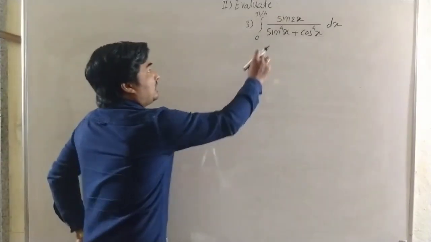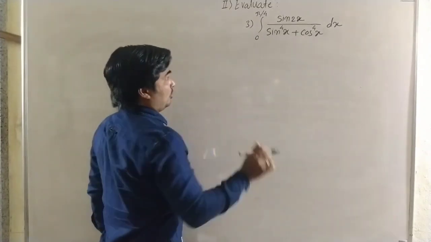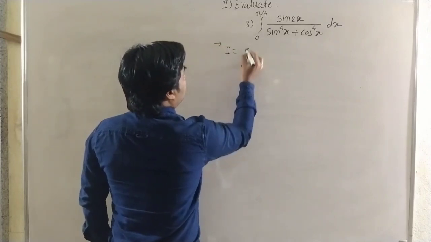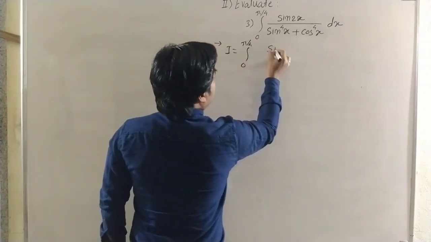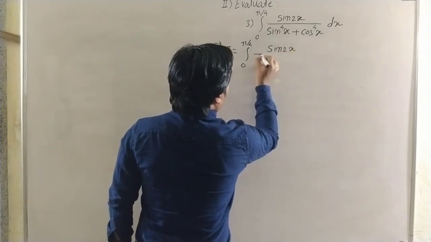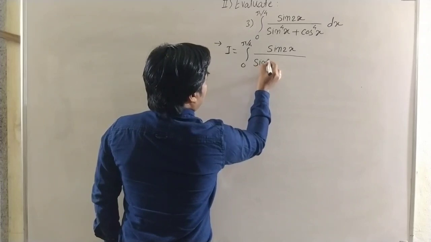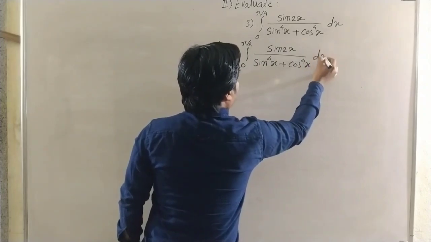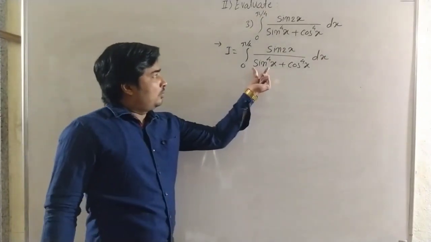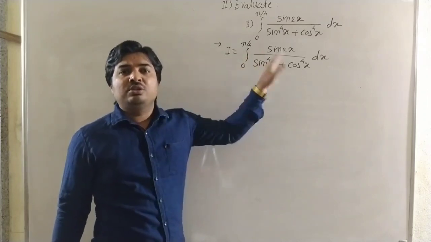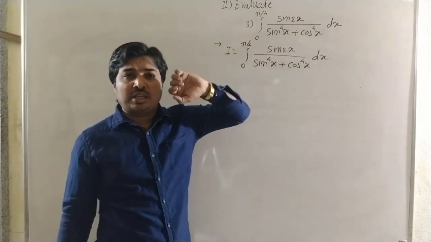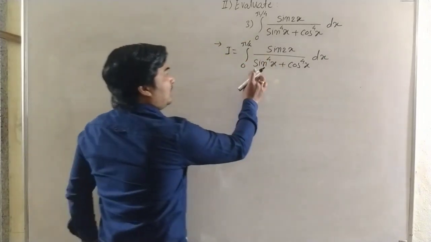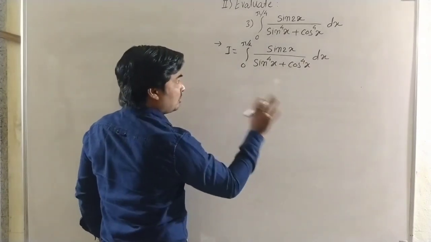But here it is sin to the power 4 and cos to the power 4. See carefully. First it is integral 0 to pi by 4, sin 2x upon sin to the power 4x plus cos to the power 4x dx. We convert sin x into cos x or cos x into sin x. We convert all terms in the form of sin square or all terms in the form of cos square. Here we write all terms in the form of sin square. See carefully this.